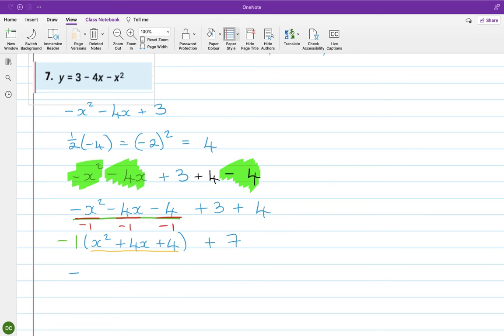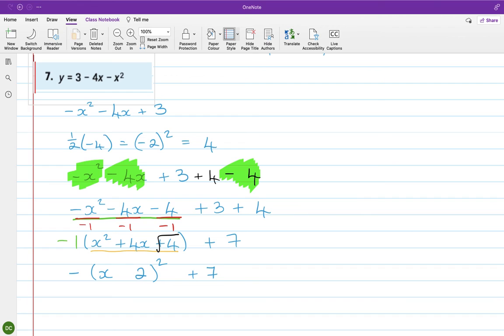So the x is the x. To get the last part of the bracket, I square root the 4. Square rooting the 4 gives me a 2. And then I take the sign from the center and I just put it down here. So that's going to be plus.